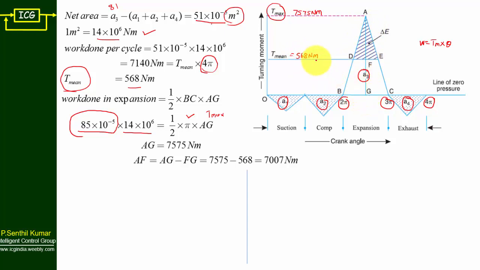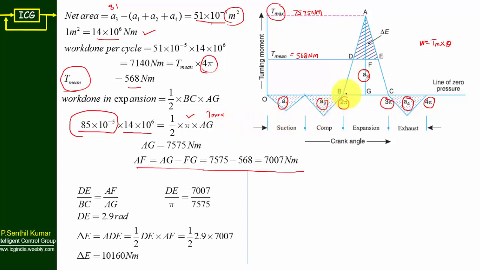FG 568, AG 7575 Newton meter. Then AF is nothing but 7575 Newton meter minus 568 Newton meter. That's what I have written here. AF equal to AG minus FG. You will get 7007 Newton meter. So this is the value of height of this triangle, the hatched portion.